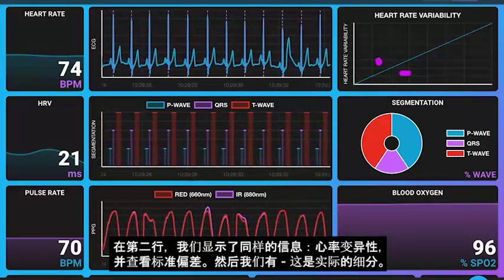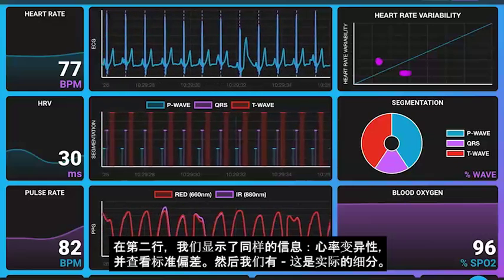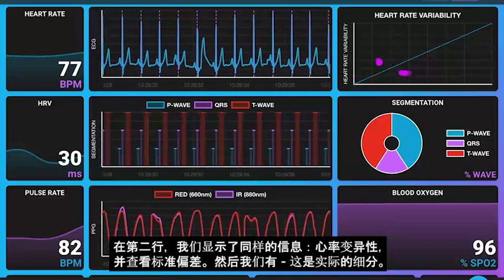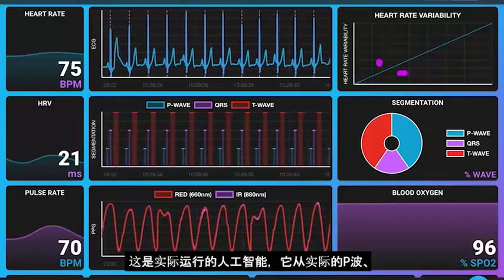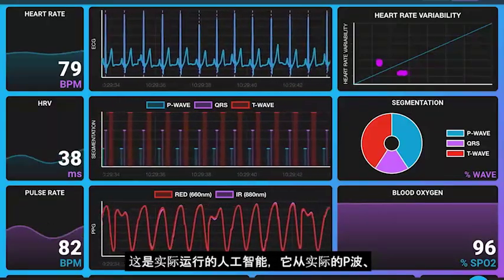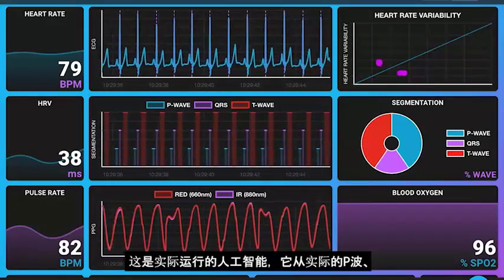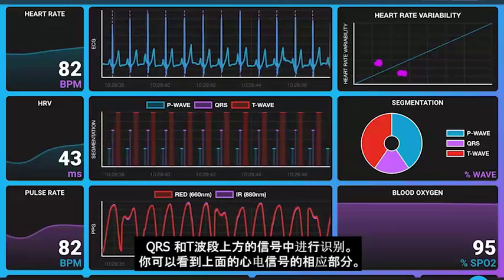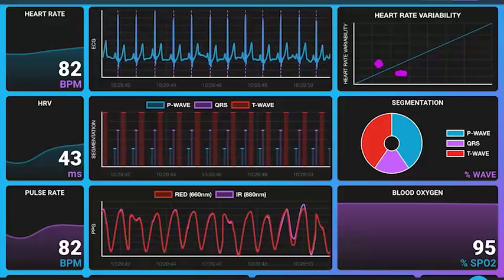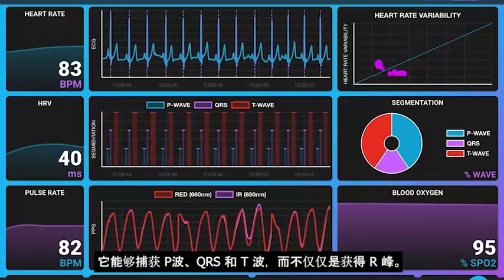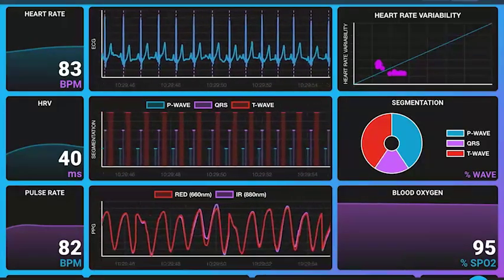On the second row, we're showing the same thing, the heart rate variability, and looking at the standard deviation. And then we have the actual segmentation. This is the AI actually running, and it's identifying from the ECG signal above the actual individual P wave, the QRS, the T wave segments. So you can see the corresponding sections with the ECG signal above. It's able to capture the P wave, the QRS, and the T wave, not just simply getting the R peaks.